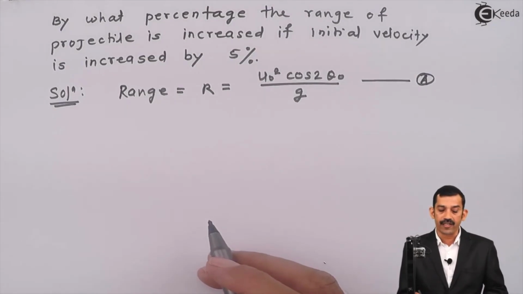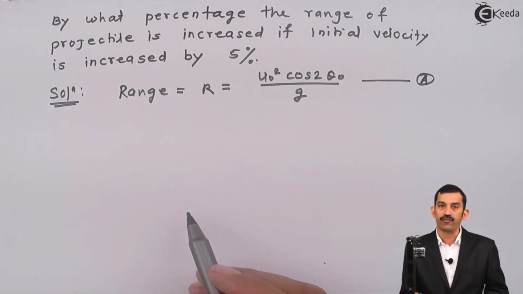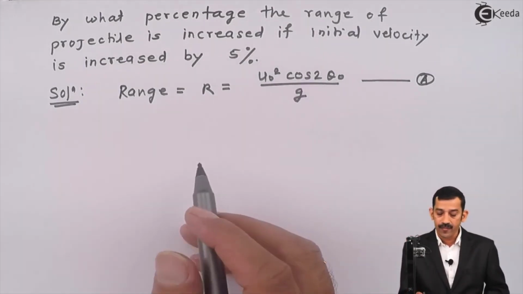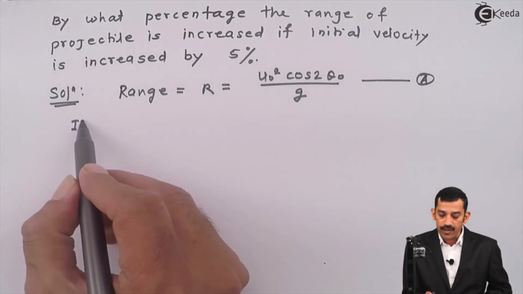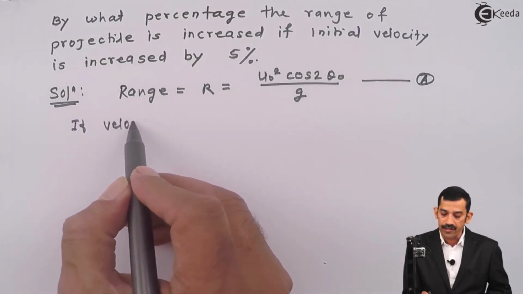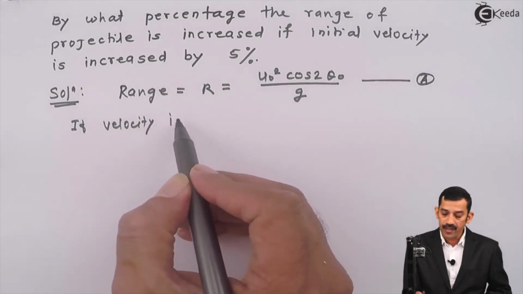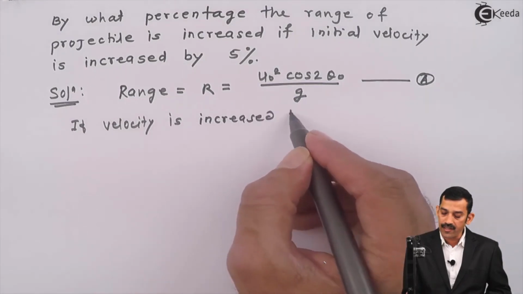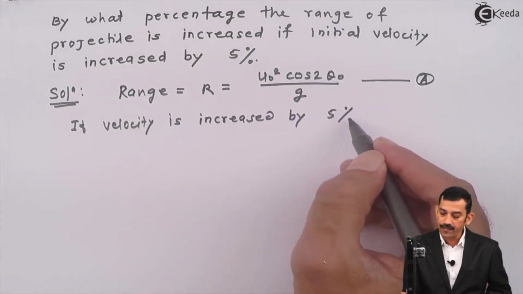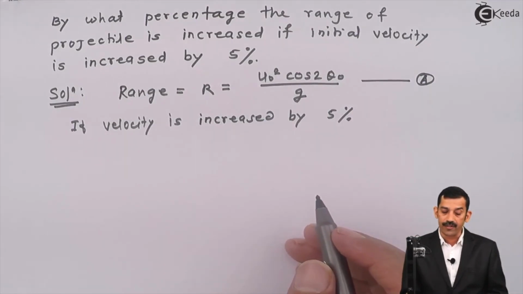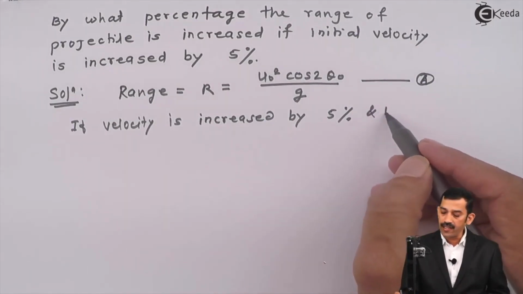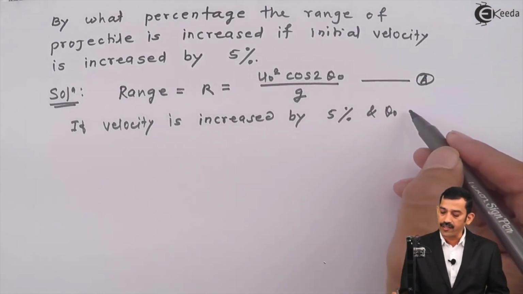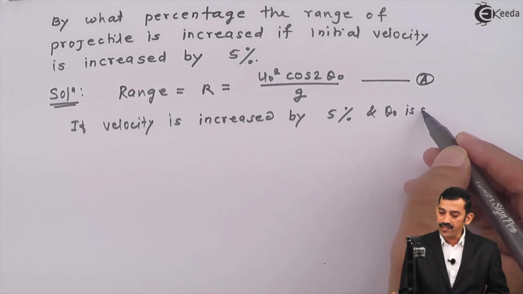Now the second case. The range of the projectile is given by this formula, where initially the velocity is u0 and the range is R. The next case is when the velocity is increased, as given in the problem, by 5%. Theta 0 always remains constant; in both cases theta 0 is the same.